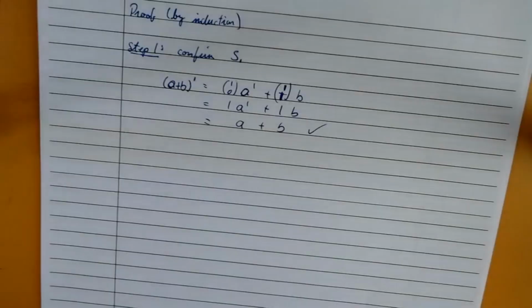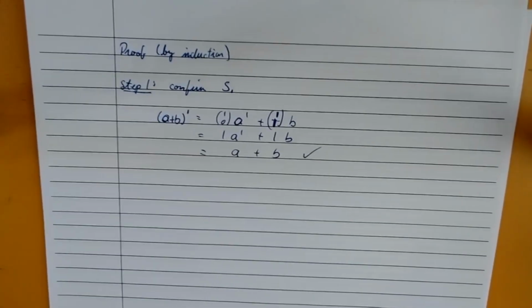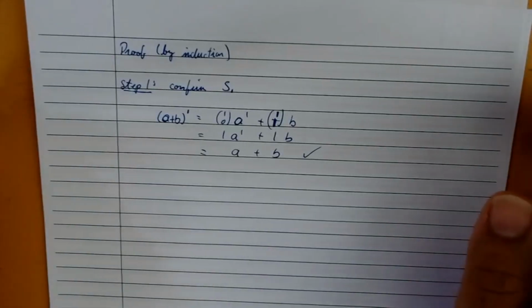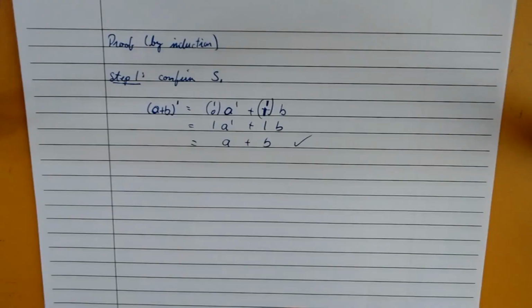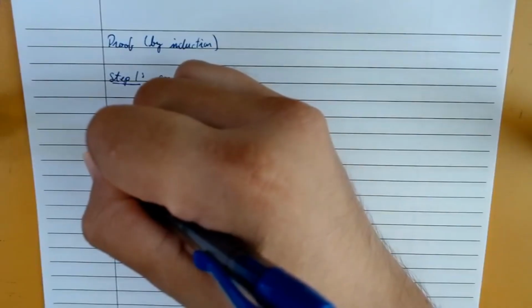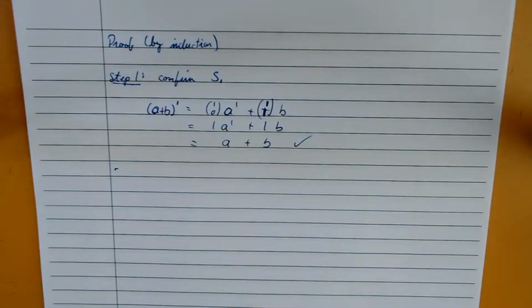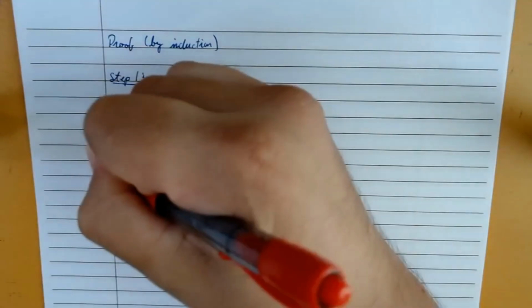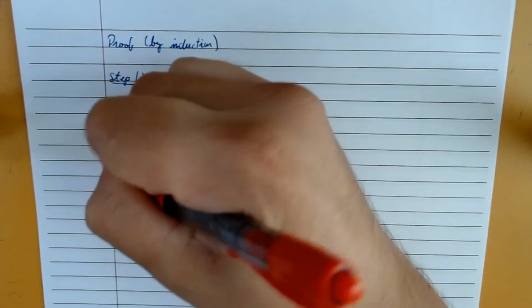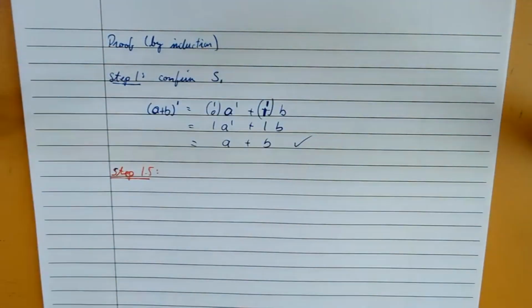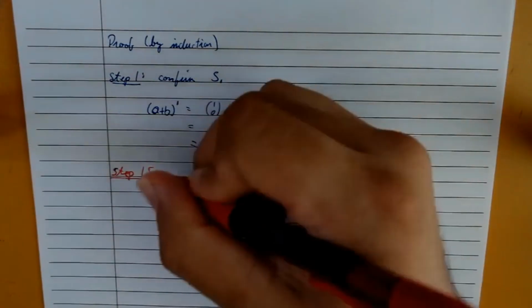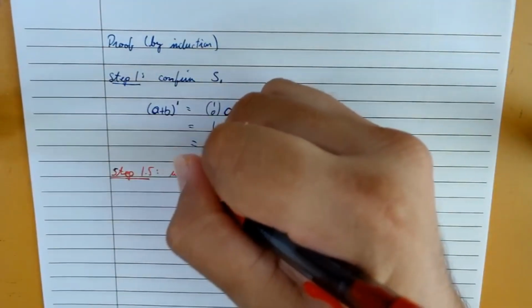Okay, now, the next step is to confirm that if it's true for some arbitrary k case, then it must be true for k plus 1. So here I'm going to take what I sometimes refer to as step 1.5. It's not technically a step in induction. However, it is useful to have an idea as to what your answer should look like if the proof is valid.